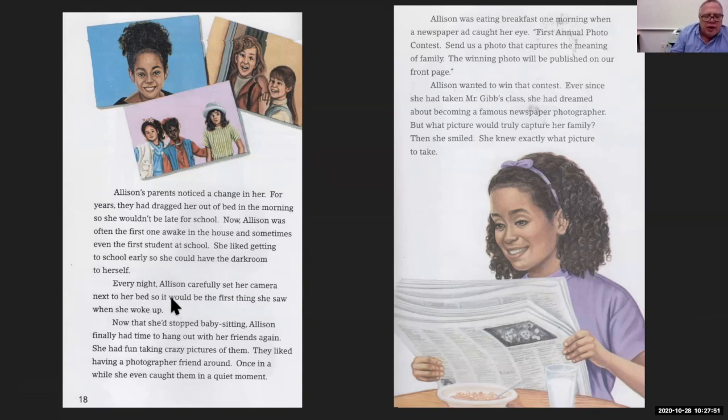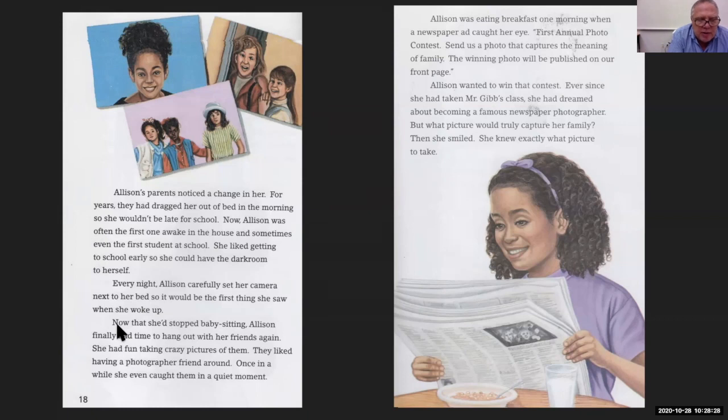And this is one of those sentences. Every night, Allison carefully set her camera next to her bed so it would be the first thing she saw when she woke up. Why is this important? It's giving a clue about how Allison sees herself, or how Allison sees her life right at this moment. Many times the inferences are given to us so that we can see that which is psychologically behind much of the action. Let's go on to the next.